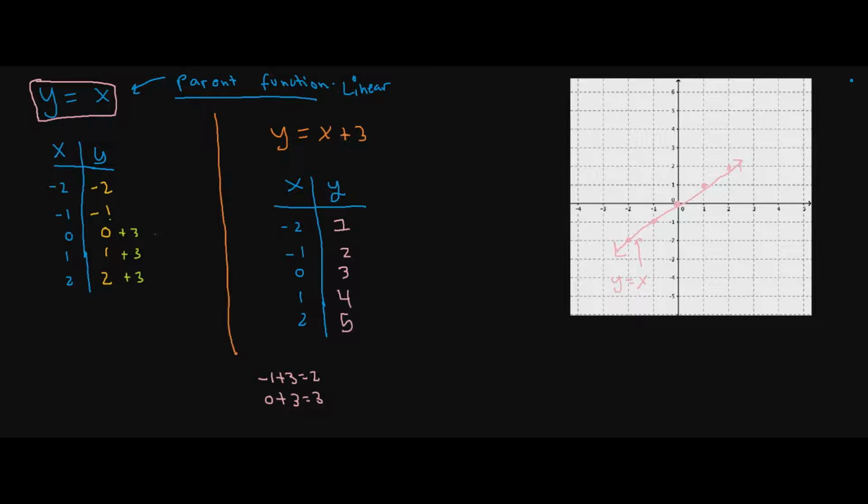That's what this plus 3 does. 0 plus 3 gives me the 3. 1 plus 3 gives me the 4. And the 2 plus 3 gives me the 5. Okay? Well, what does that mean on the graph?